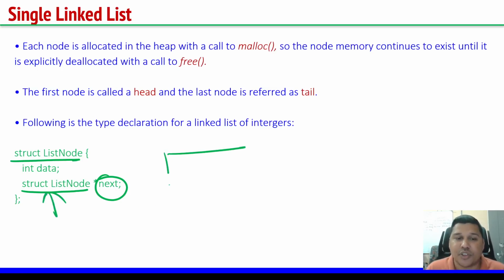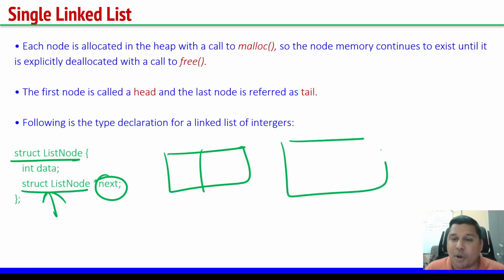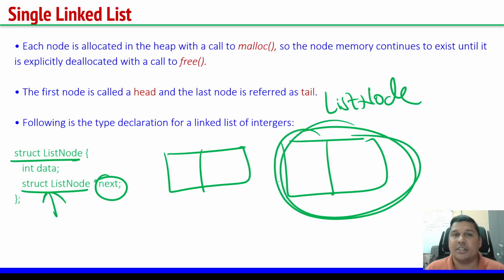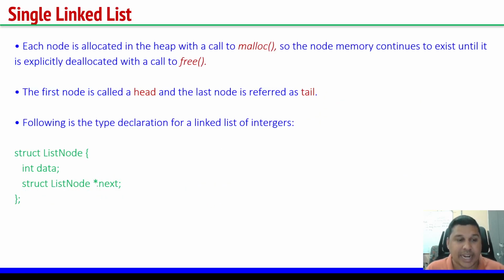If you see this block, I have another block like this, which is the same as this. What is the type of this? It is of type struct list node. It is a structure. The data type of this variable is structure. Its address I have to store here. That is why we write like this.